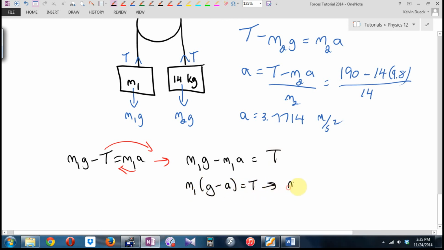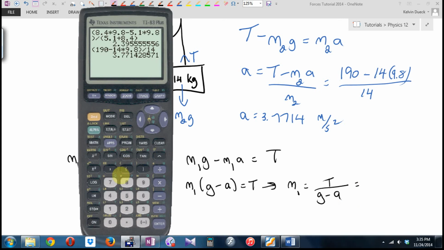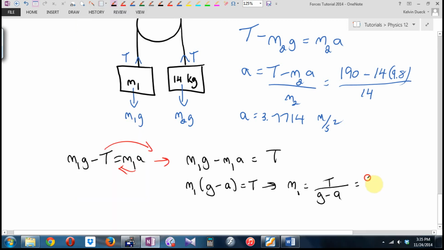I guess M1 is going to be tension divided by G minus A. It's going to be 190 divided by 9.8 minus 3.7714. Some of you just have to have answers, so I'll crunch it. 190 divided by 9.8 minus answer button. 31.5 kilos.